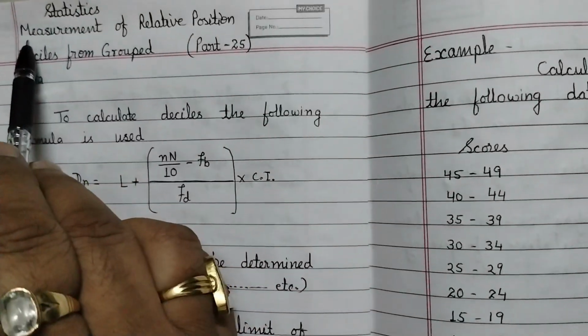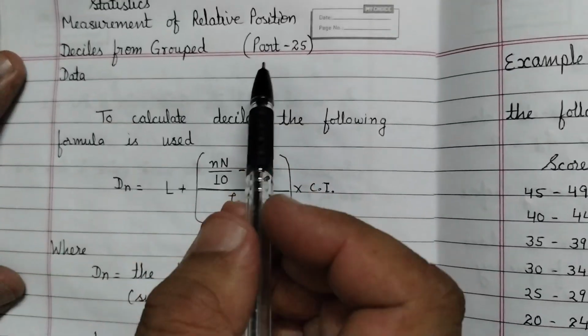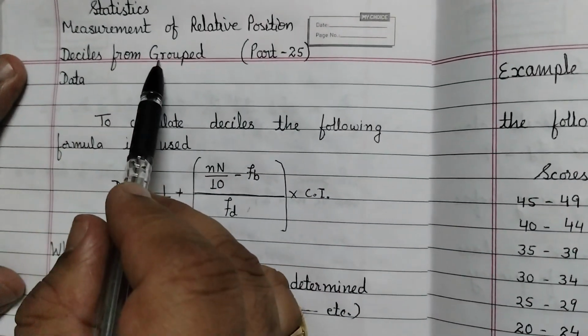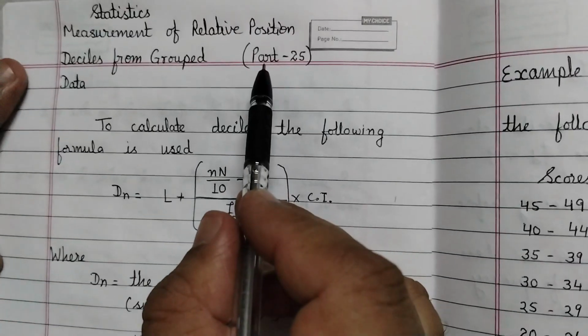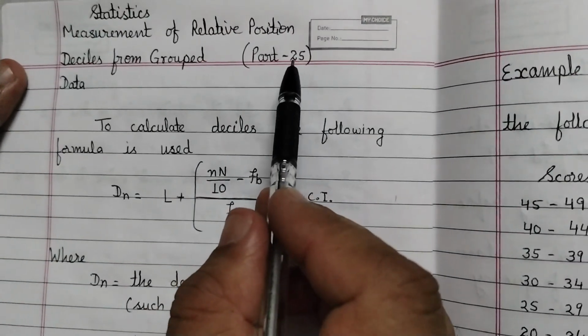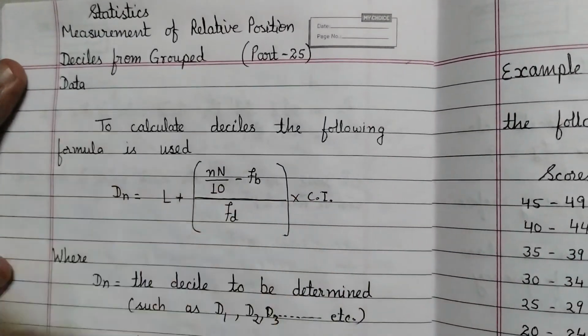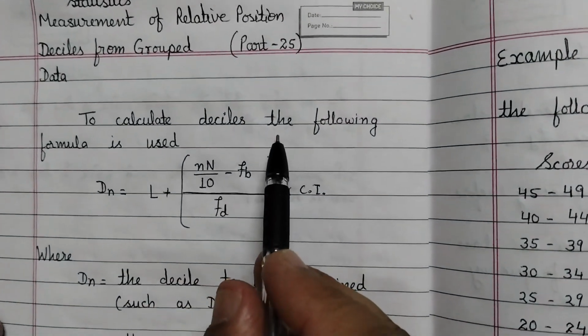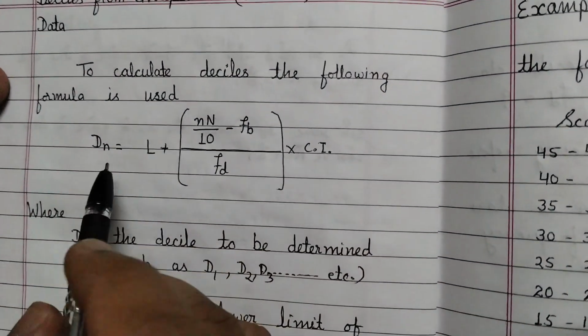Statistics. Chapter name is Measurement of Relative Position and topic is Deciles from Group Data. That is part 25. In part 24 I have discussed deciles from ungrouped data. To calculate deciles, the following formula is used.